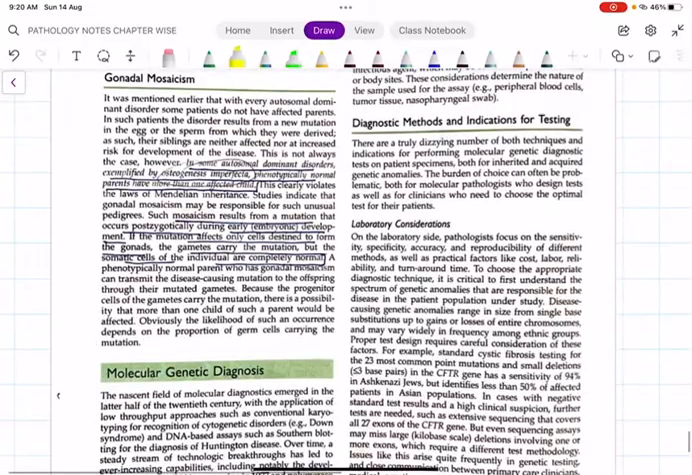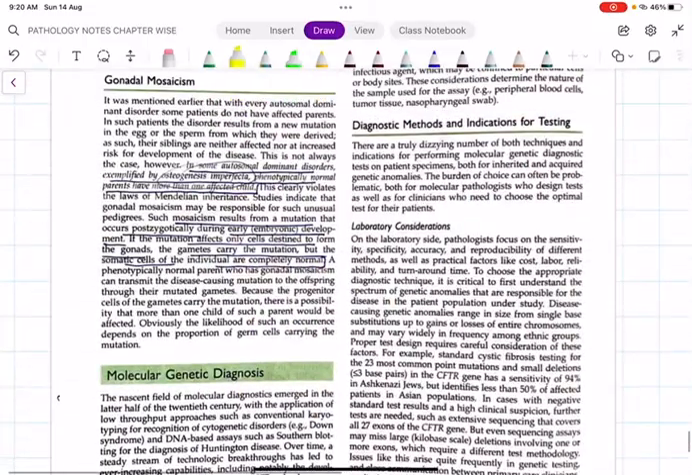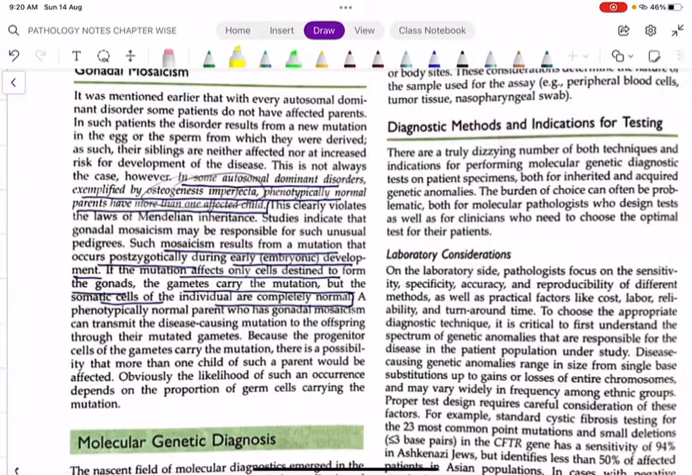Once this is done, let us go to gonadal mosaicism. In gonadal mosaicism, what is actually happening? In some conditions, predominantly osteogenesis imperfecta, the parents will be phenotypically normal, but the same parents have an affected child. What is the mechanism behind that? The mosaicism results from a mutation that occurs post-zygotically. If this mutation affects only cells destined to form the gonads, the gametes will carry the mutation, but the somatic cells of the individual will be completely normal. So the parents are normal, but the child is affected.